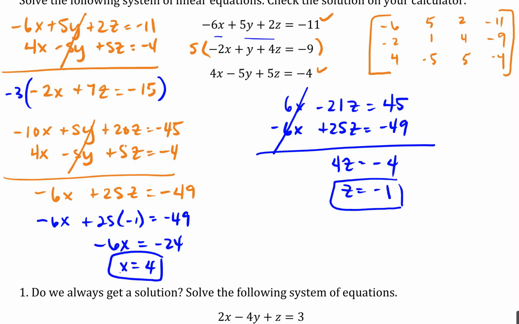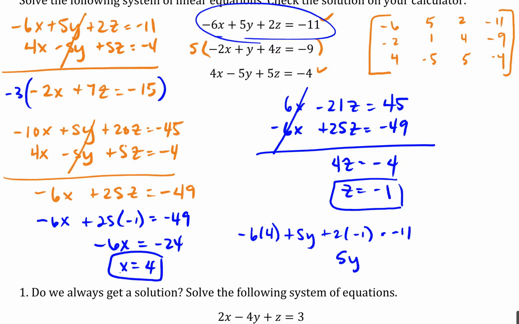Then I have to use one of these original equations, so I'll just use that first one. Negative 6 times 4 plus 5y, I still don't know y, plus 2 times negative 1 equals negative 11. That's going to give me 5y equals 15, or y equals 3. I know I'm skipping some of the steps of the algebra there, but I'm hoping at this point in this course you can solve an equation.